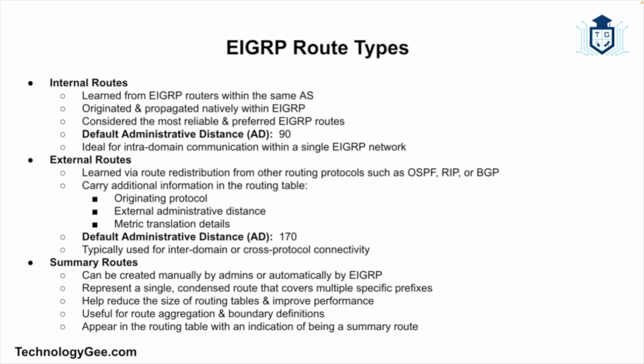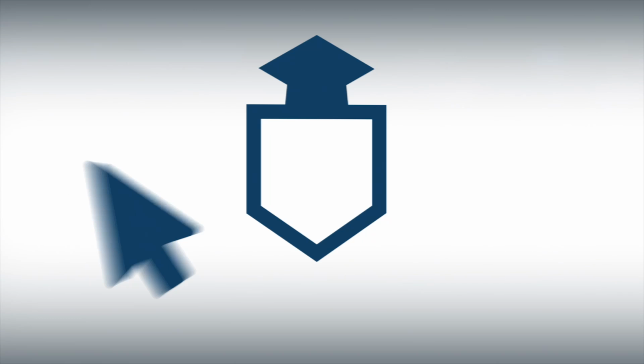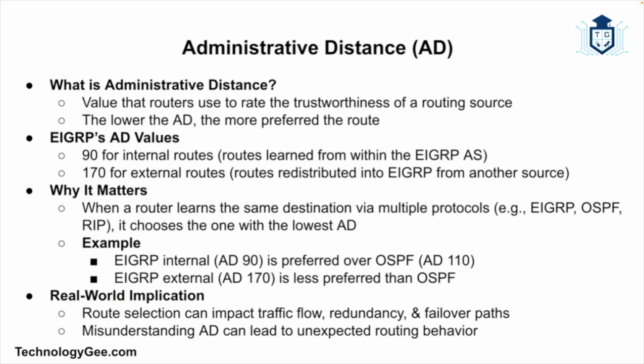Also, external routes tend to include a lot of extra information in the routing table, such as an origin protocol and administrative distance. And speaking of administrative distance, EIGRP has an administrative distance of 90 for internal routes and 170 for external routes. That makes internal EIGRP routes more preferred than OSPF, which has an administrative distance of 110, but external EIGRP routes are less preferred. Now, why does this matter? Well, because when multiple protocols are in play, routers use the route with the lowest AD, or administrative distance.